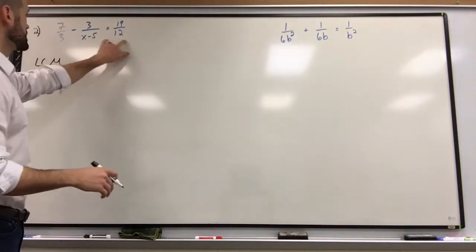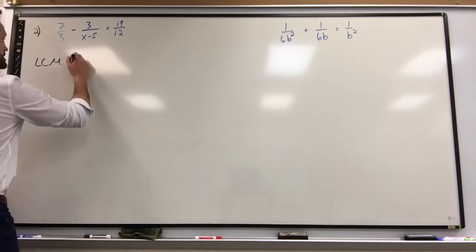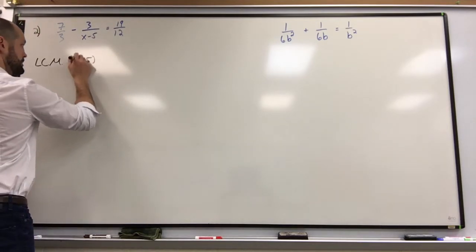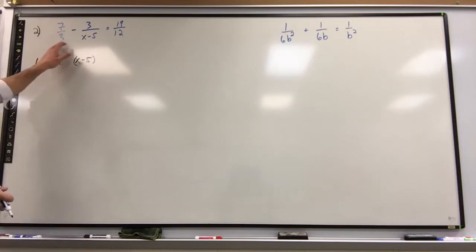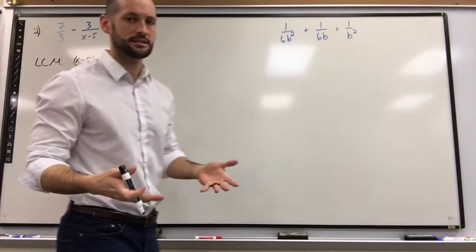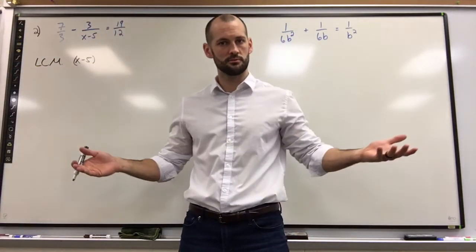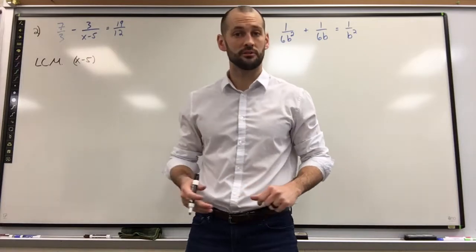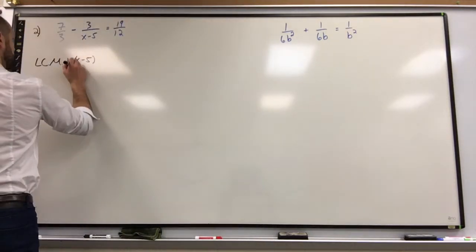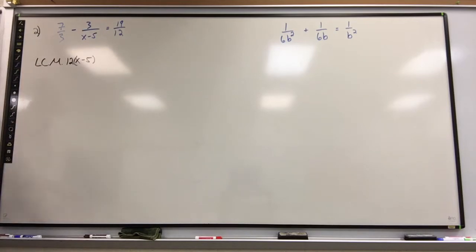Well, clearly, neither one of these have an x minus 5. So that's going to be in my LCM. But then look at my whole numbers. I got 3 and 12. What is the LCM of 3 and 12? Well, mental math, hopefully you can get it. 12. So this is what I need all my denominators to become.